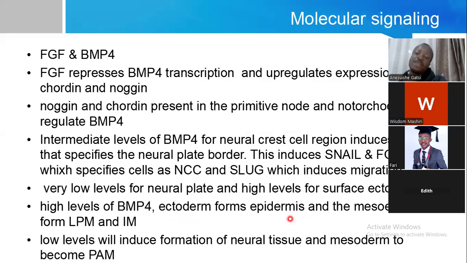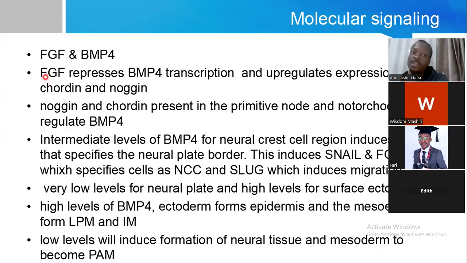So having said that, we now have 3 germ cell layers, which are your ectoderm, mesoderm, and endoderm. So now we want to describe a bit of the molecular regulation that determines the fate of all 3 germ cell layers. So we have fibroblast growth factors and bone morphogenic protein 4, right? So there's going to be expression of fibroblast growth factor.